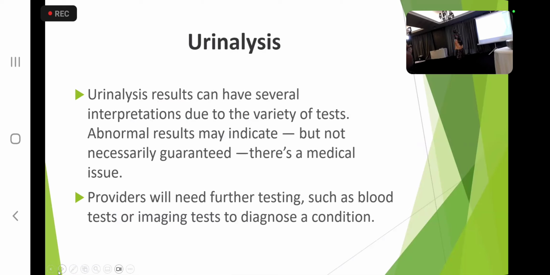Urinalysis results can have several interpretations due to the variety of tests. Like I said, abnormal results may indicate, but not necessarily guarantee, that there's a medical problem. Providers will need further testing, such as a blood glucose test or imaging test, to diagnose the condition. So just because you did the urine test and you find there's sugar, protein, bilirubin or whatever it is, that does not confirm that there's something. You have to follow it up with other tests.